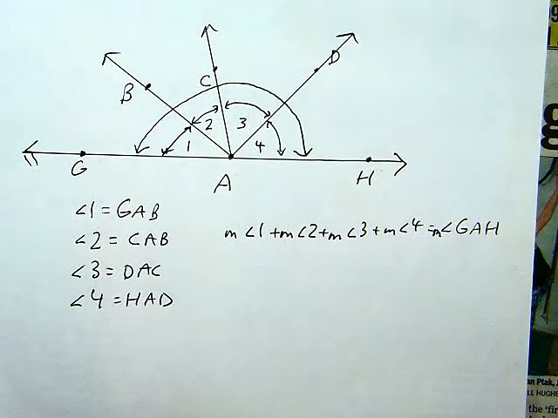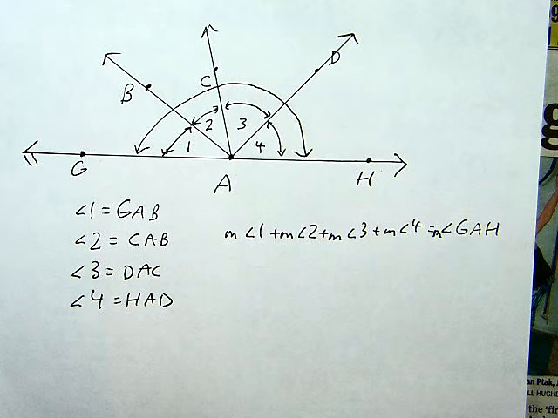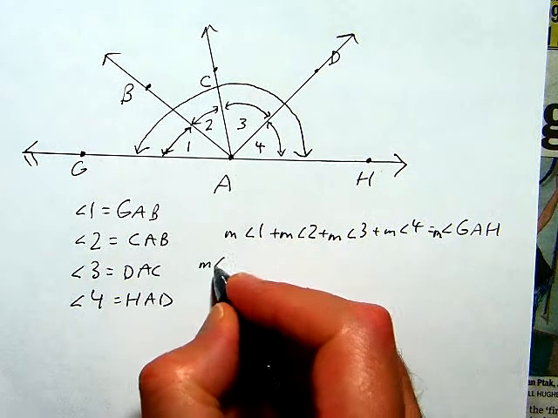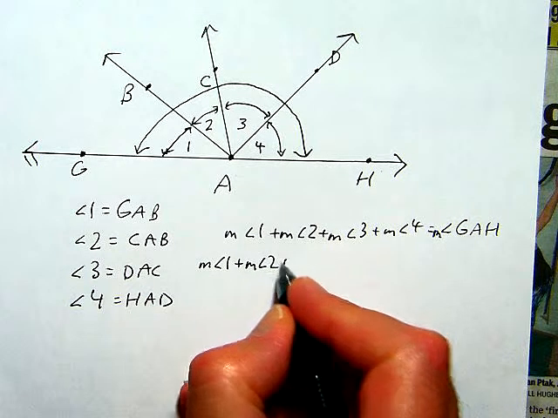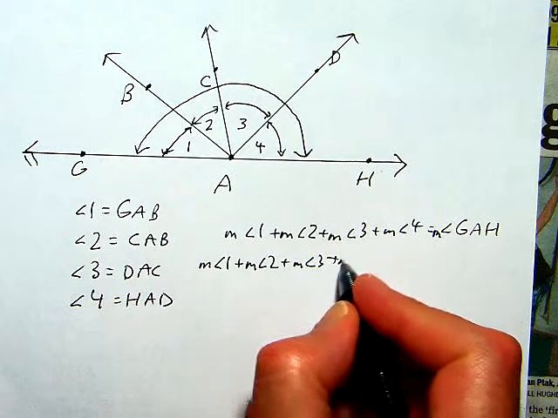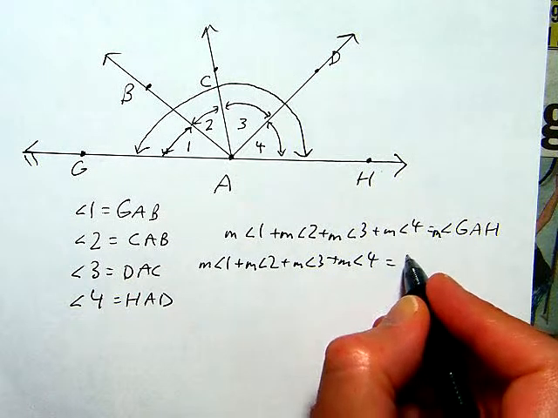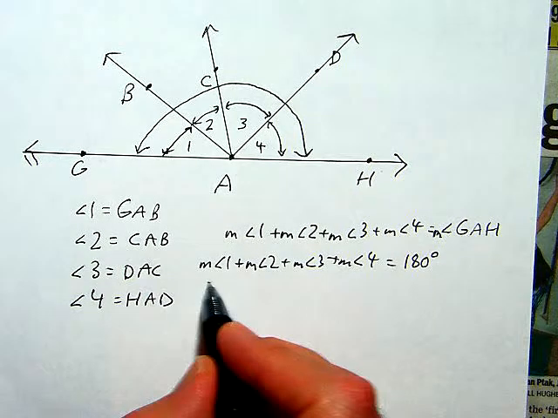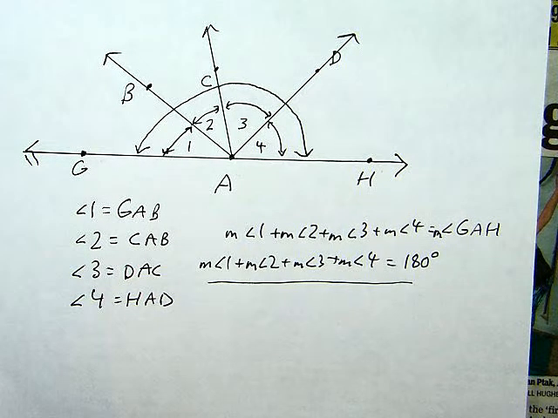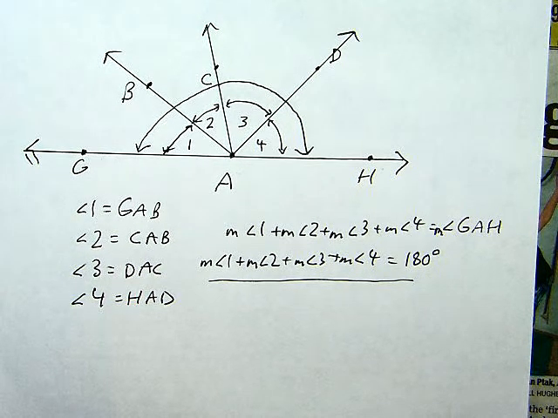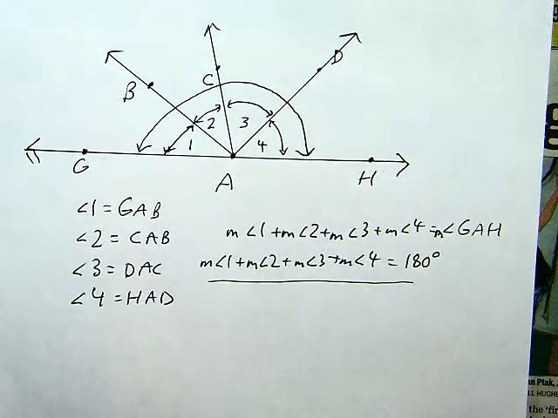But what is the measure of angle GAH? Well, GAH is a straight angle. It's three collinear points on a straight line. So that means that 1, 2, 3, and 4 add up to 180 degrees. So that's important, that it makes sense and that you know what that means.